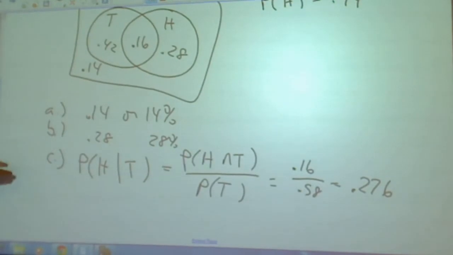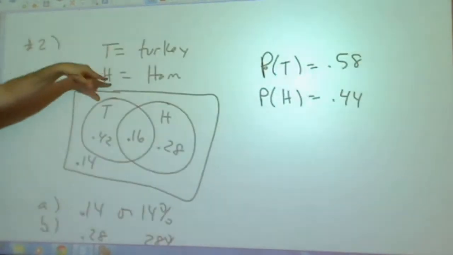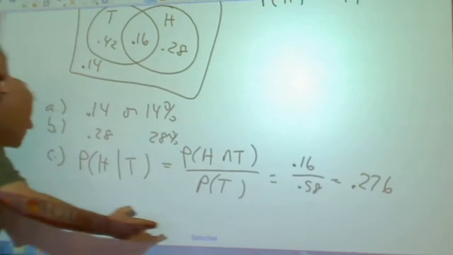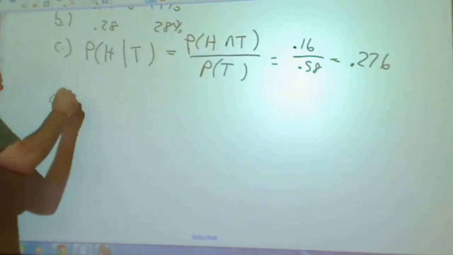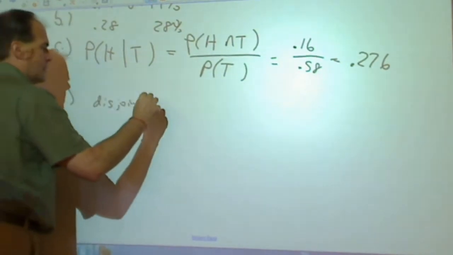Okay, question. The events turkey and ham, that's why I made the T and the H. Are they disjoint? No. No. Why? Yep.